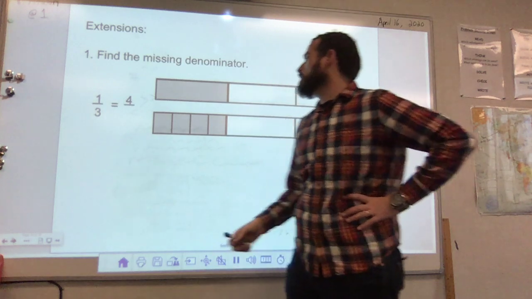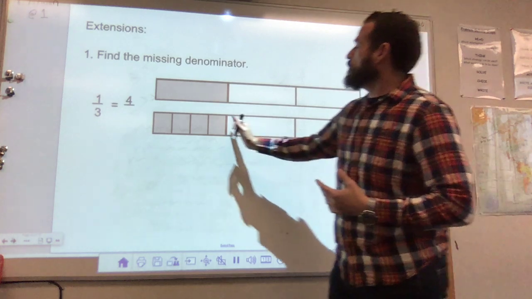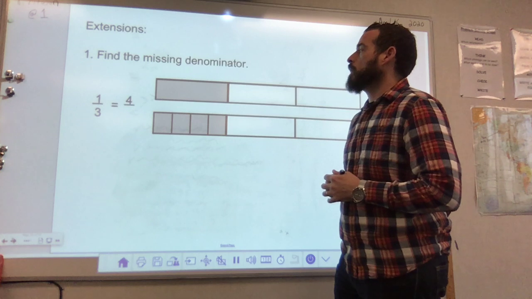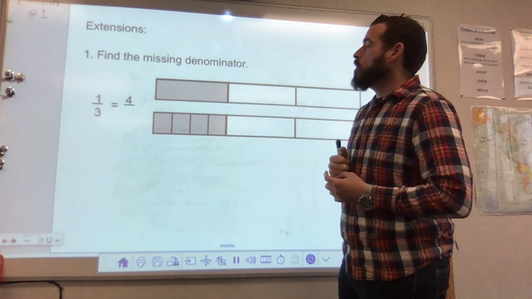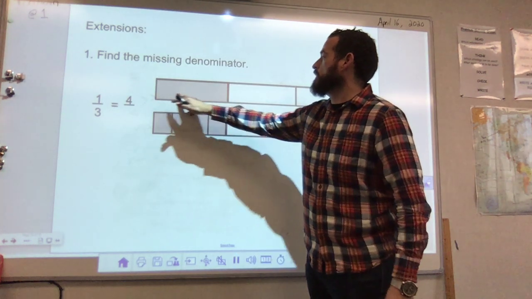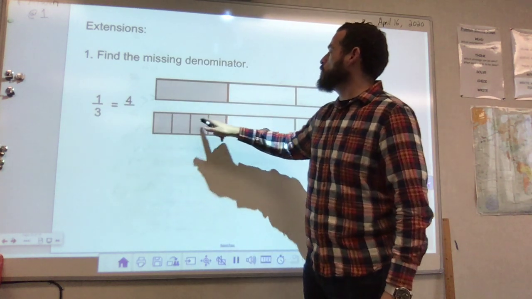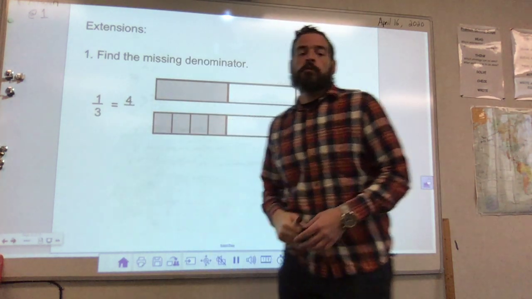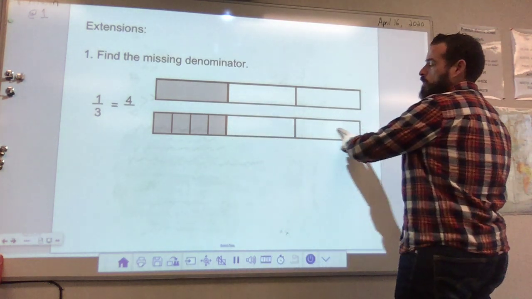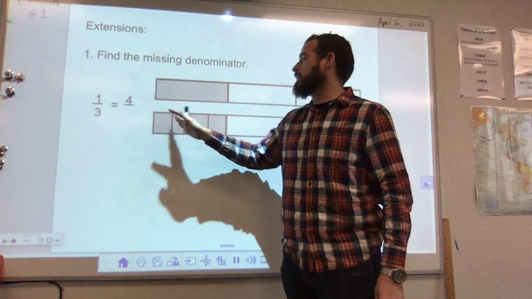So there's our 1. Now this is the part where it gets a little bit tricky because, if you can see, these are lined up. We have the same thing, same amount shaded, but it's asking for the missing denominator. So I want you to see here though, here we've got a 1, right? Because we've got 1 box shaded. Here, 1, 2, 3, 4. Hence we have the 4 as our numerator. Now, you see here though that there are 2 more boxes. But if you notice, this is divided into 4.